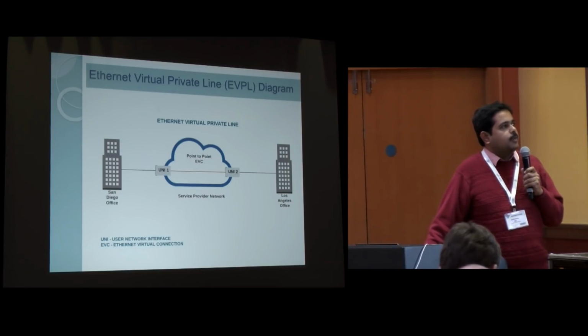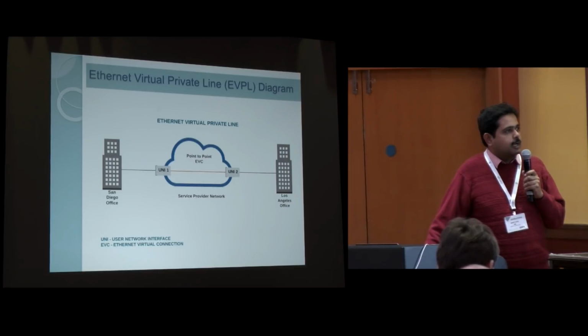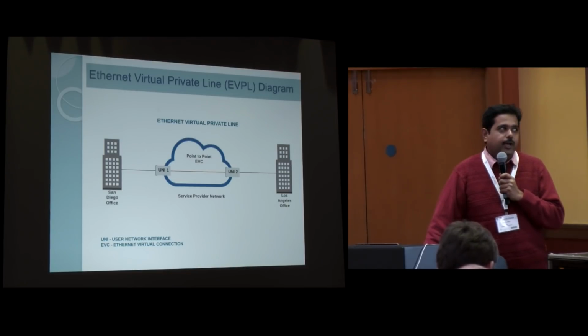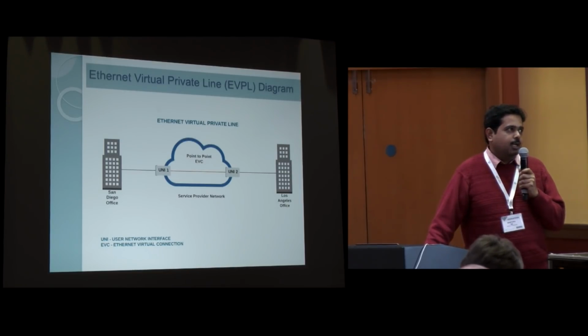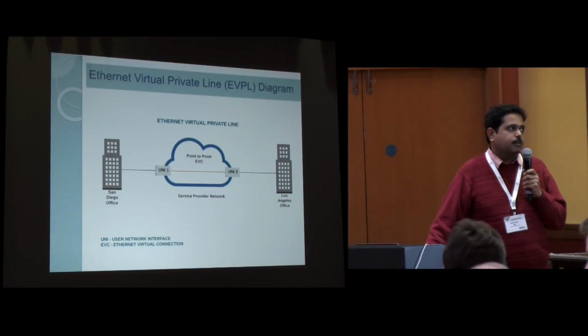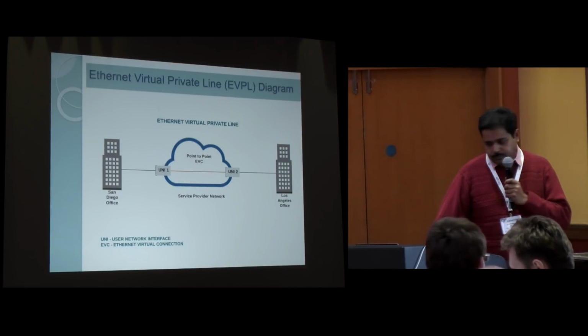And this is the implementation. There are two offices located, one in San Diego, another in Los Angeles. Those two have two UNIs defined. Inside the service provider network, we're creating a point-to-point EVC between UNI1 and UNI2. It's also possible to create multipoint or EVC tree, but right now we are just creating a point-to-point EVC. So we are establishing a link between UNI1 and UNI2.